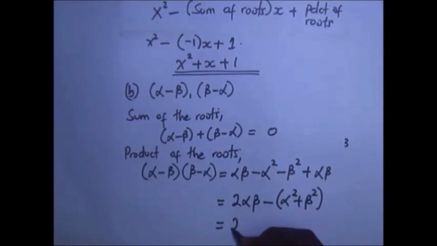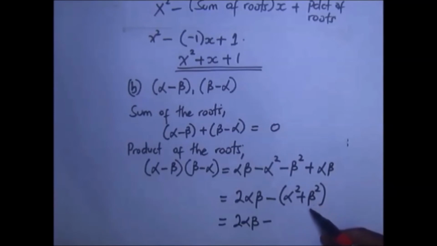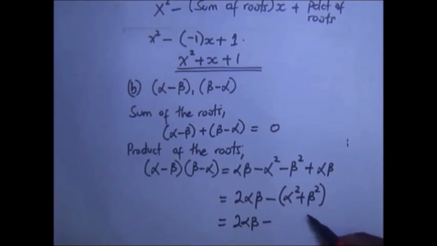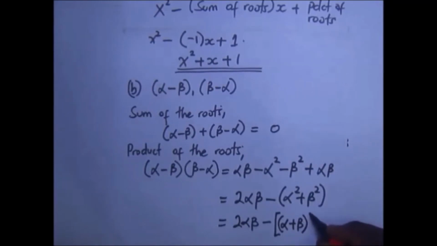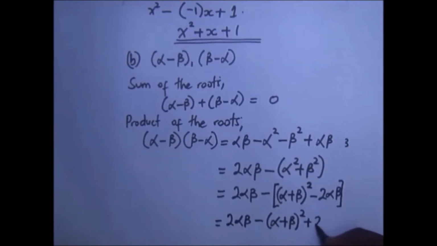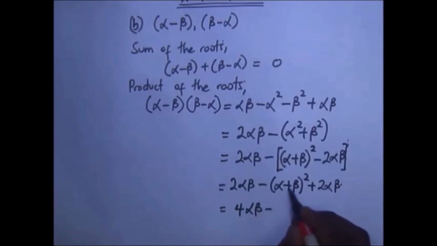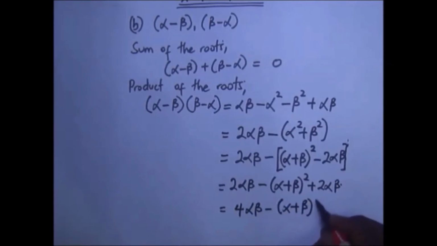So 2 alpha beta minus, what is the expression for alpha squared plus beta squared? We already found that in our previous calculations. Alpha squared plus beta squared is equivalent to alpha plus beta squared minus 2 alpha beta. So 2 alpha beta, open bracket, it's going to be minus alpha plus beta squared, this times that is plus 2 alpha beta. So we shall end up with this plus that is going to give us 4 alpha beta minus this alpha plus beta squared.